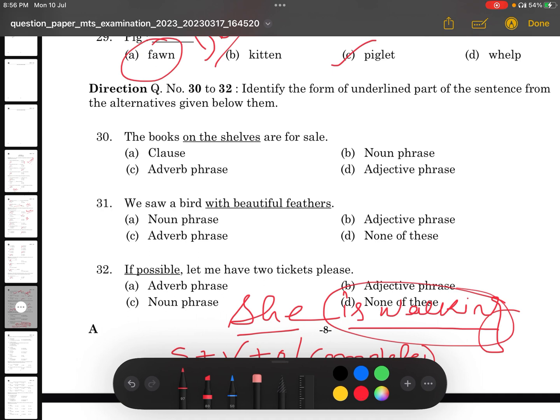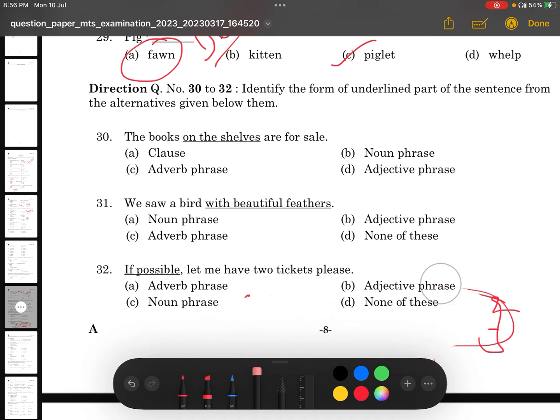Now, similarly, in the above sentences, a certain part of each sentence has been underlined, and we have to select which type of phrase it is. How many types of phrases are there? As we know there are eight parts of speech, similarly there are seven types of phrases. They are the noun phrase, adjective phrase, adverbial phrase, verbal phrase, gerund phrase, right? So these are the types of phrases.